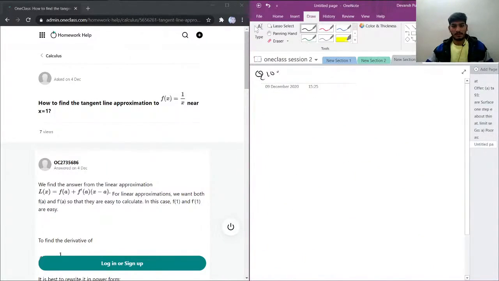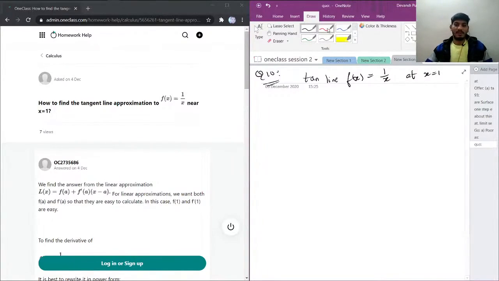Question number 10. We need to find the tangent line approximation to f of x equals 1 over x near 1. So we need to find the tangent line basically at the function f of x at x equal to 1.